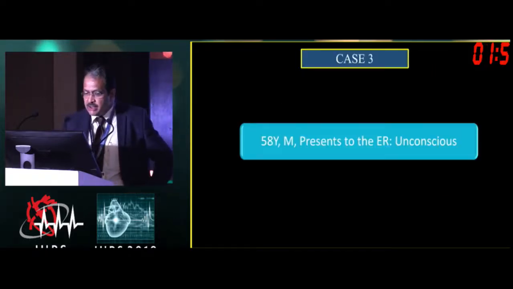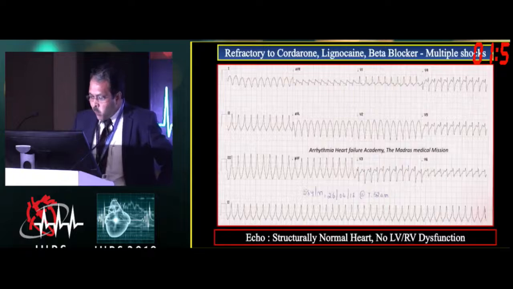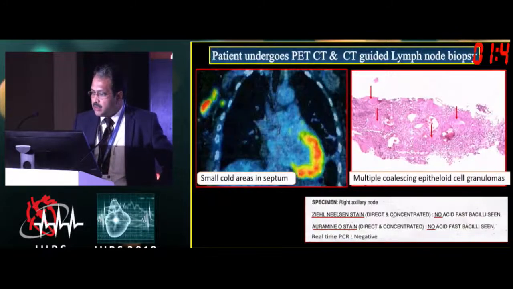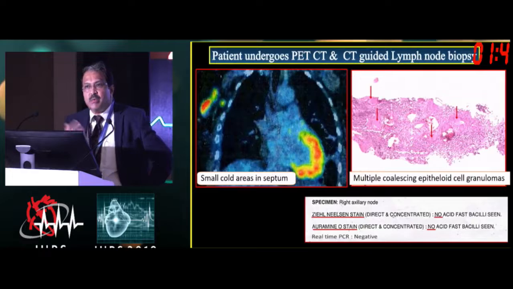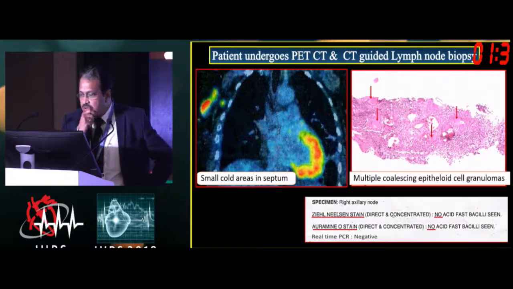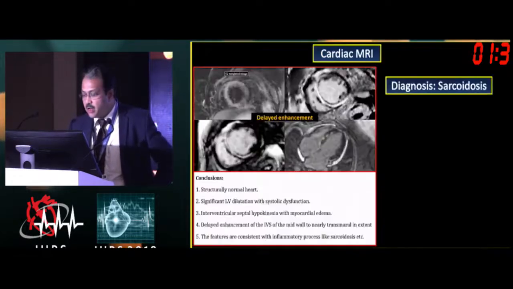This is a VT storm in a young man, refractory to medications. Normal heart. Somehow we managed to get him onto this. So the imaging helped here. The PET CT scan, as Bhargava told so very neatly, and then we could do the CT guided biopsy. It turned out to be sarcoid.